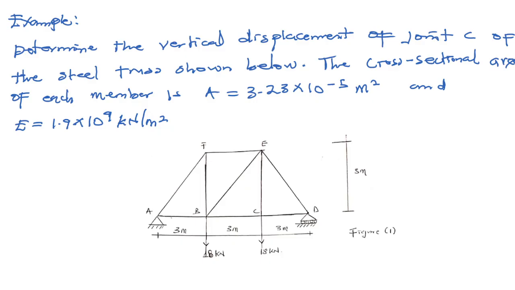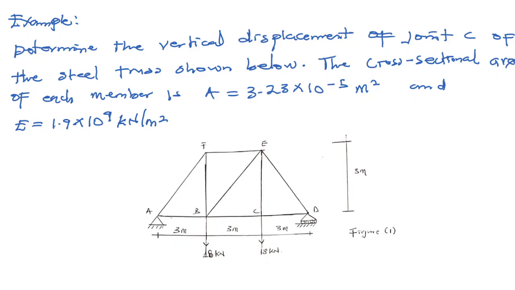So this example before us says: determine the vertical displacement of joint C of the steel truss shown below. The cross-sectional area of each member is A equals 3.2 times 10 raised to the power minus 5 meter square, and our modulus of elasticity is 1.9 times 10 raised to the power 9 kilonewton per meter square. We are given this truss before us with loadings.